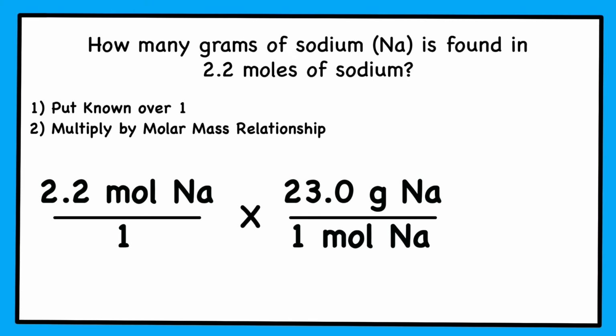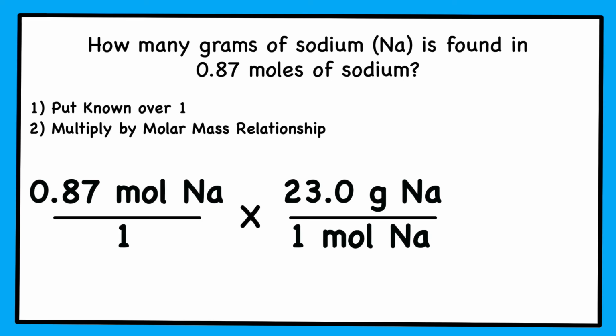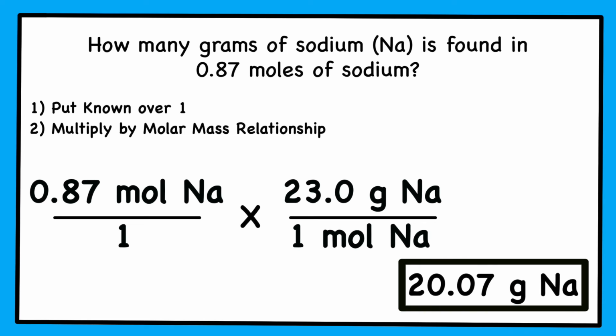So let's say we are wanting to see how many grams of sodium are in 0.87 moles of sodium. We would put what we know over 1, so 0.87 moles of sodium over 1. Then we would multiply it by the molar mass relationship of 23 grams of sodium over 1 mole of sodium. This would give us 20.07 grams of sodium. Now you should be able to convert to and from moles when given the mass of an element.